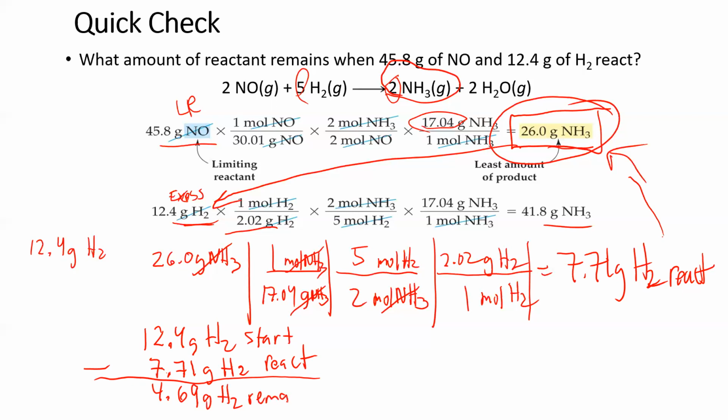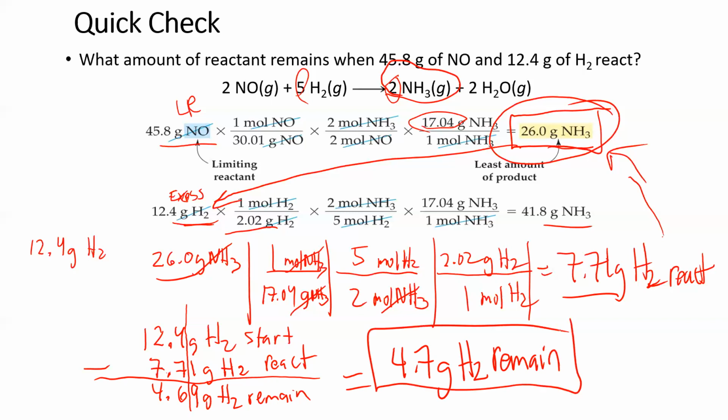But remember, I have to follow my rules of sig figs. So I go here to the tenths, because 12.4 is to the tenths, even though 7.71 is to the hundredths and has 3 sig figs. But in addition and subtraction, I follow that rule. My final answer is 4.7 grams of hydrogen remain.